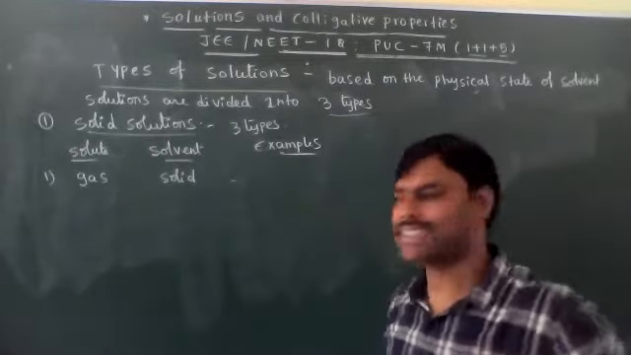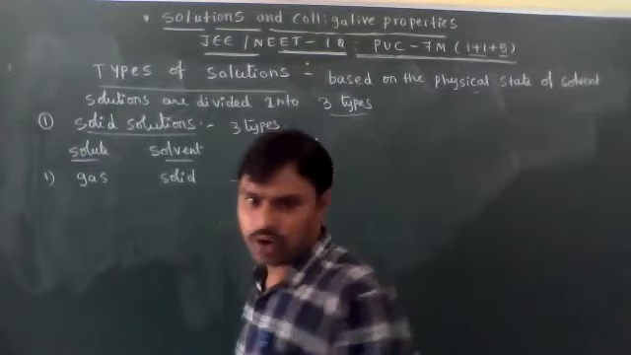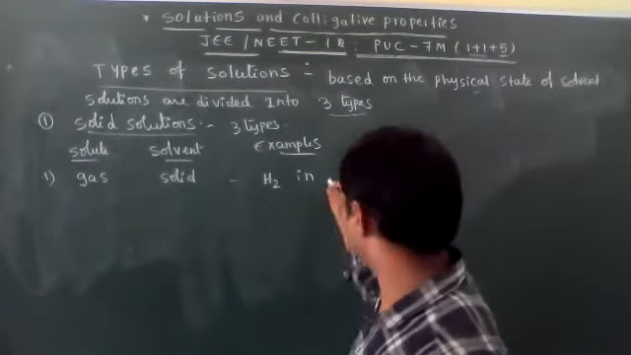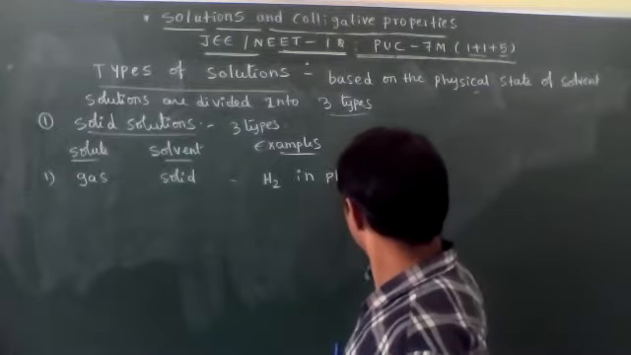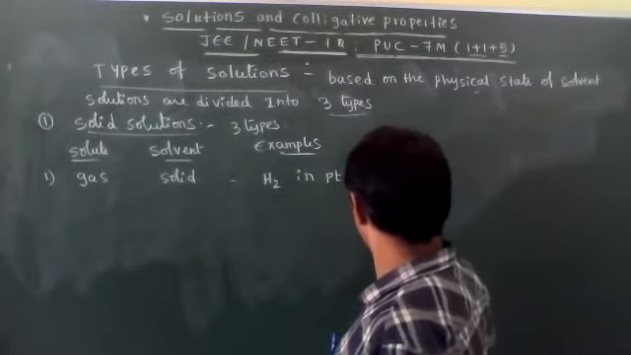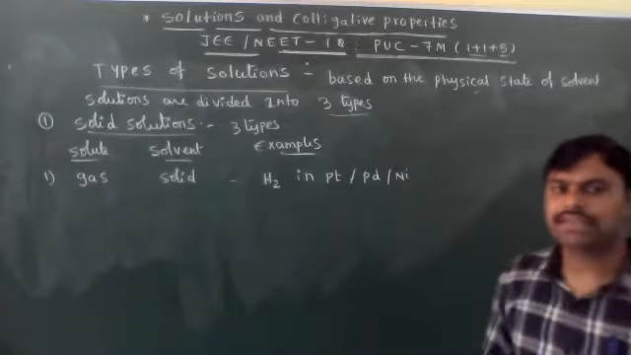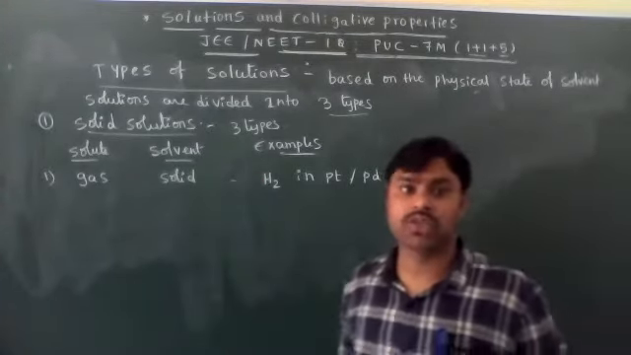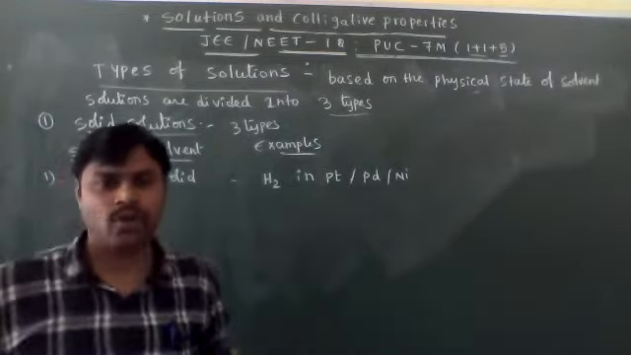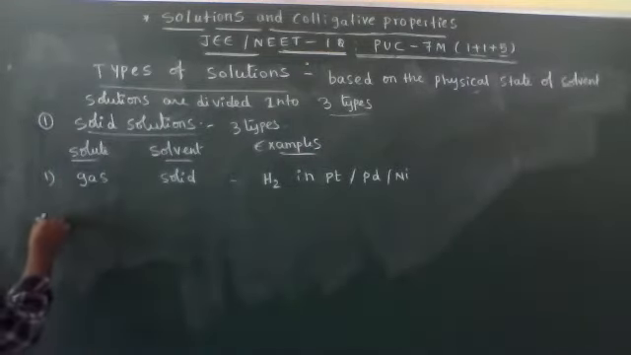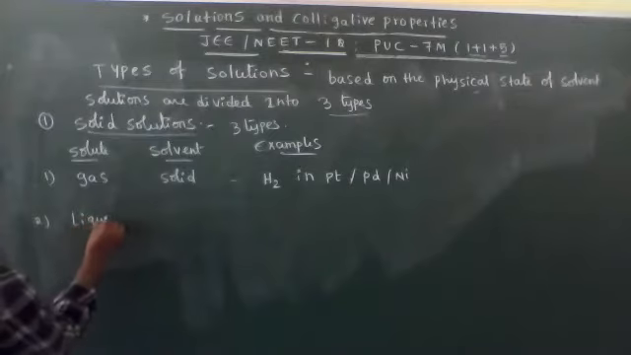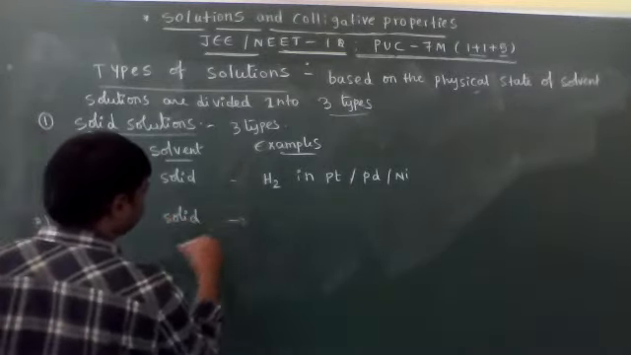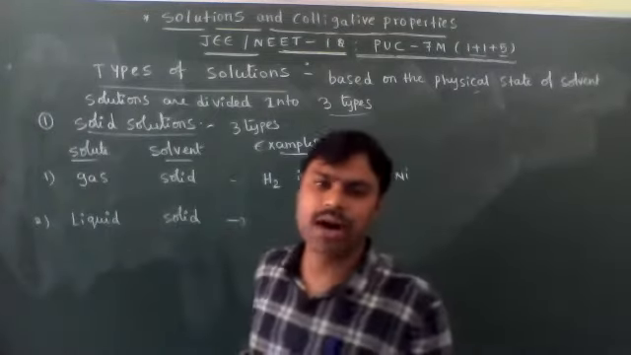For examples, the solute in gaseous state is hydrogen. Hydrogen on the surface of platinum, palladium, or nickel is an example of gas in solid solutions. The second one is liquid in solid. An example of liquid in solids is amalgams.